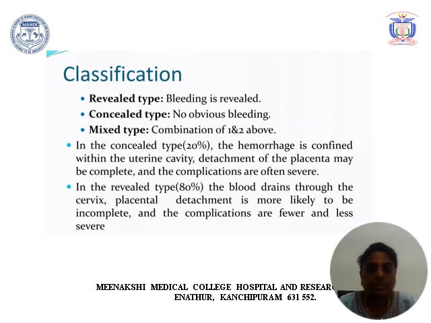Concealed type is 20%. Hemorrhage is confined within the cavity, detachment of the placenta may be complete, and complications are often severe. Revealed type, which is most common, comprises 80%. Here blood drains through the cervix, placental detachment is more likely to be incomplete, and complications are fewer and less severe.